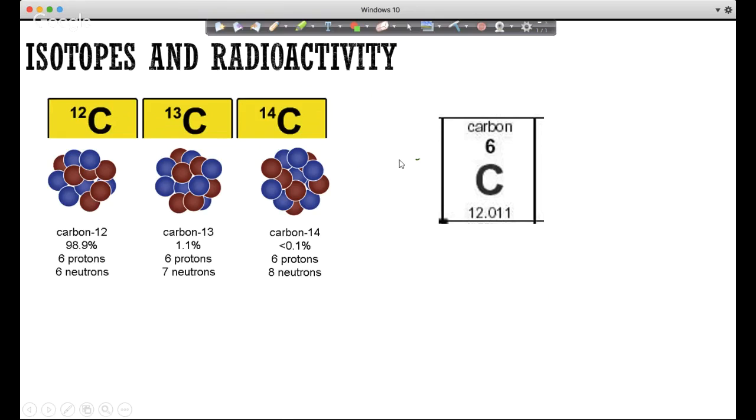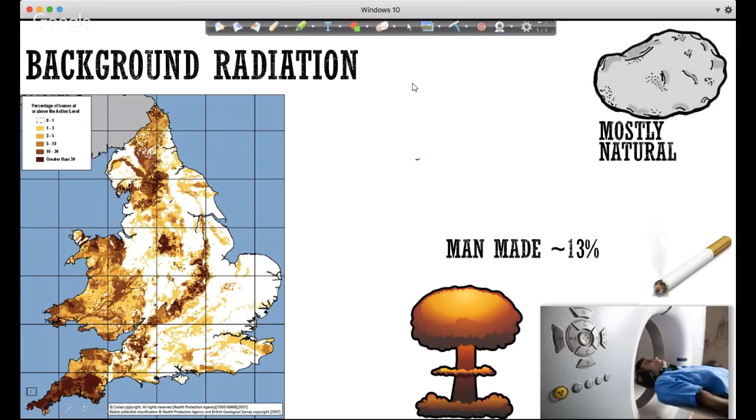So with background radiation, there is a little bit of radiation all around us right now. Only 13% of it is man-made, mostly from natural sources. Radon gas from granite is where most of our background radiation comes from. Man-made sources are hospitals and nuclear power stations, and we can see that where you live in the country has a big factor on how much radiation you get. Places where there's lots of granite have high levels of radon gas, so you're more likely to have a high dose of radiation.